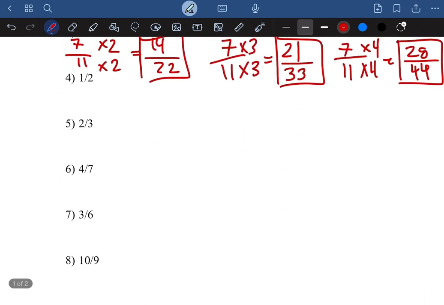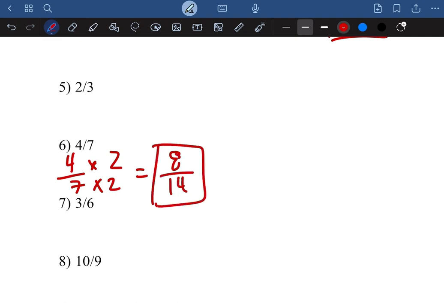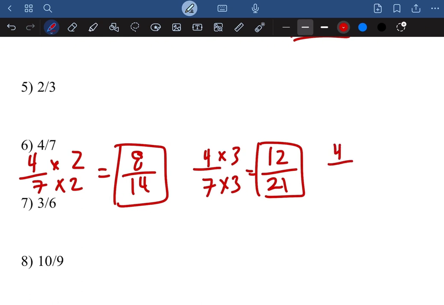We're going to skip to number 6. So again, 4 over 7, multiply top and bottom by 2. 4 times 2 is 8, and 7 times 2 is 14. 4 over 7 times 3 over 3. 4 times 3 is 12, 7 times 3 is 21. And our last one, 4 over 7, 4 times 4, and 7 times 4. 4 times 4 is 16, and 7 times 4 is 28.